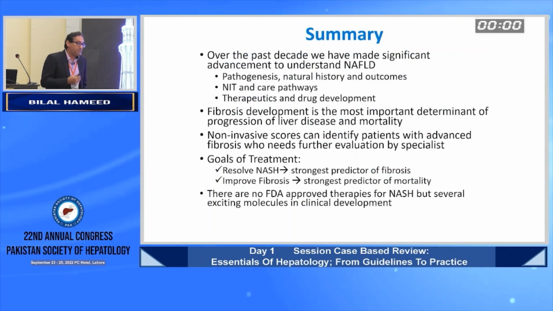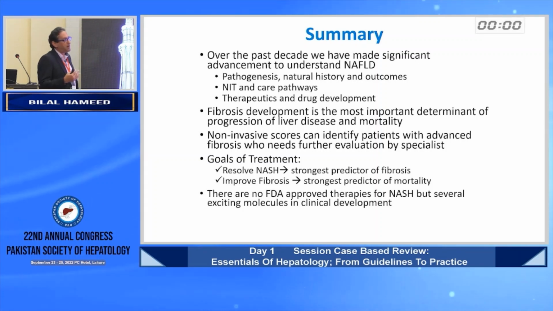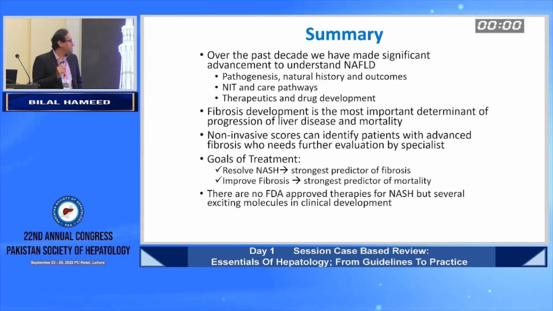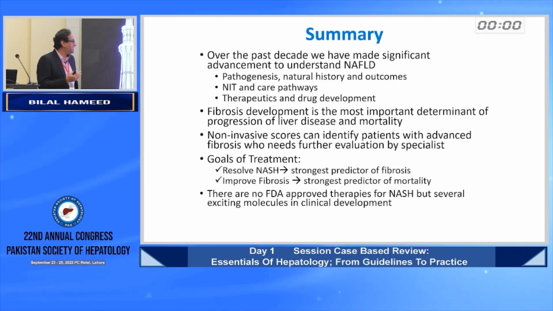So in summary, over the past decade, we have made significant advancements in understanding NAFLD. We have a much better idea about the pathogenesis, natural history, and outcomes. The non-invasive testing and care pathways have been established but need more refinement. But therapeutic and drug development has also been getting better and better. But fibrosis development continues to be the most important determinant of progression of liver disease and mortality. The non-invasive scores can identify patients who are high risk and need to be seen by specialists.